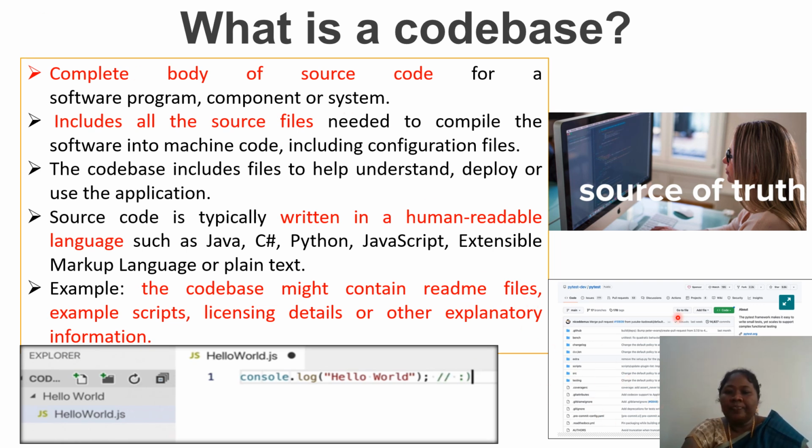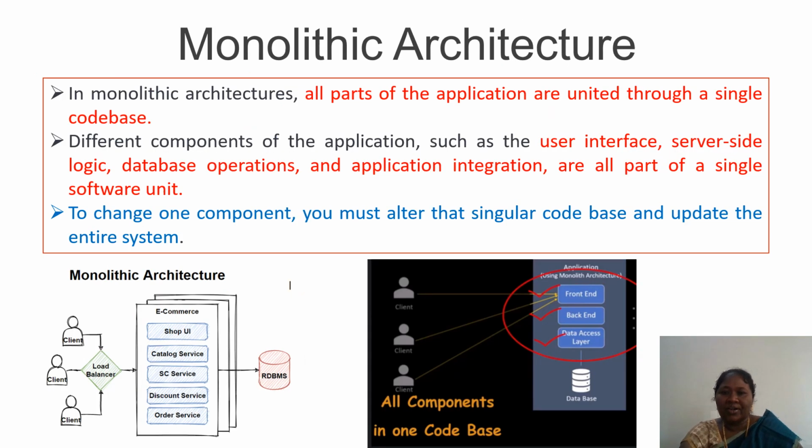So that is why in a monolithic architectural set, this is missing. Okay. So what is a code base? It's the complete source code, and it includes all the source files, readme files, scripts, or license. Maybe it will be written in different programming languages. So that is called the code base, or we can say it's a source of truth, right?